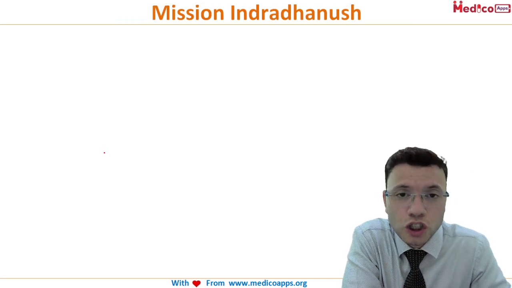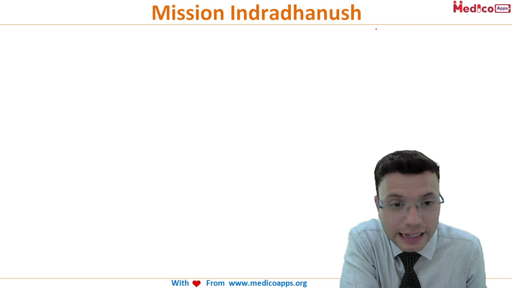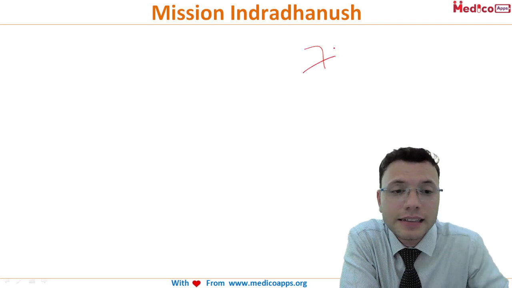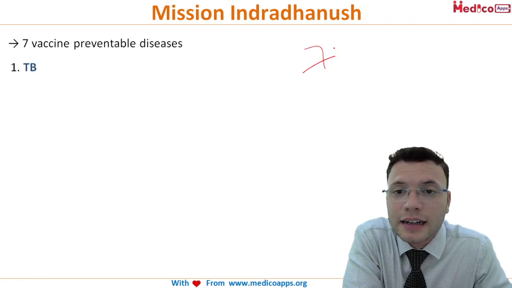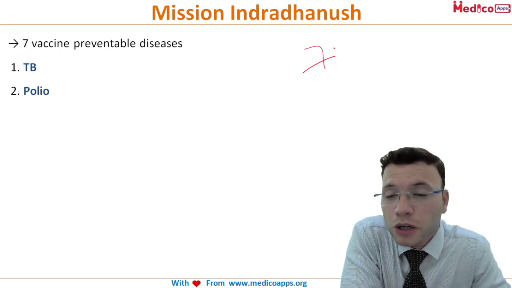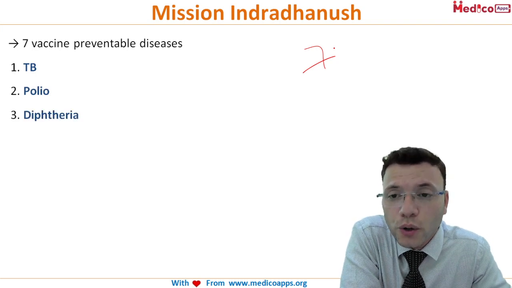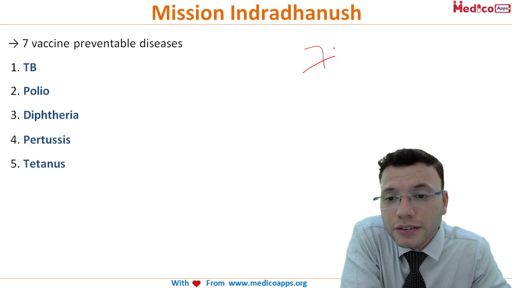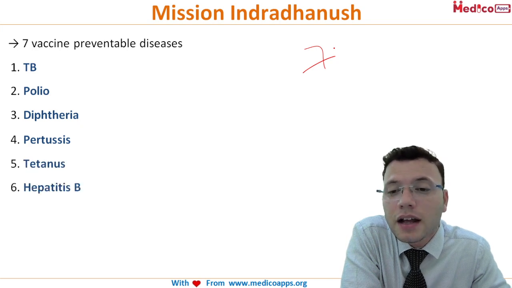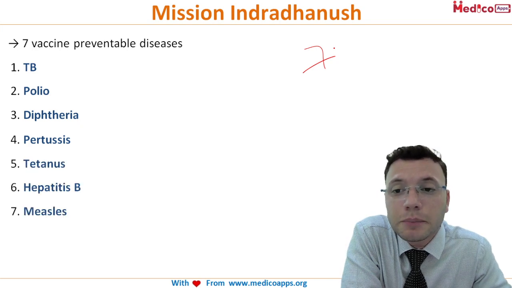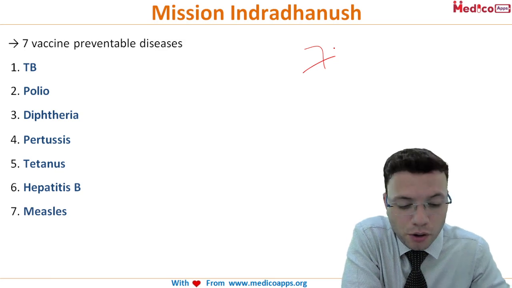Mission Indradhanush. Indradhanush is a rainbow, right? So it has 7 colors. So 7 diseases are prevented. That is, one is BCG, tuberculosis, that is prevented. Polio, diphtheria, pertussis, tetanus, DPT, hepatitis B, and finally measles. These are the 7 very important ones.